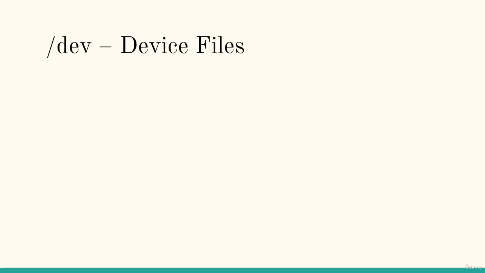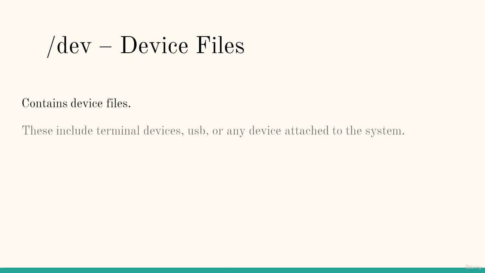Now let's start with the dev, devices or device files. This contains device files. These include terminal devices, USB, or any device attached to the system. For example, /dev/tty1, which is the teletype 1. Don't worry, we will talk about this later on in this course. And /dev/usbmon0. These are examples.